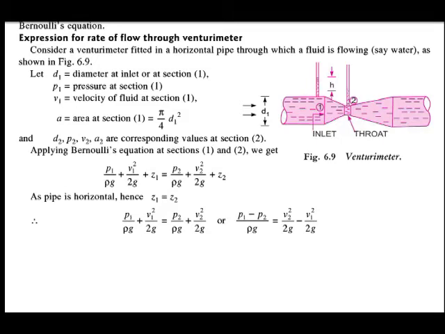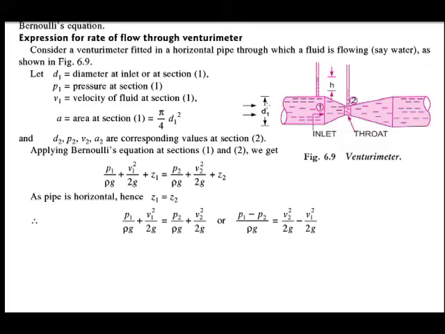Next are the expressions for the rate of flow through the venturimeter. For this, consider a venturimeter fitted in a horizontal pipe. Here is a figure of this venturimeter, fitted in the horizontal pipe through which the fluid is flowing. Consider the fluid to be water, flowing through the pipe.